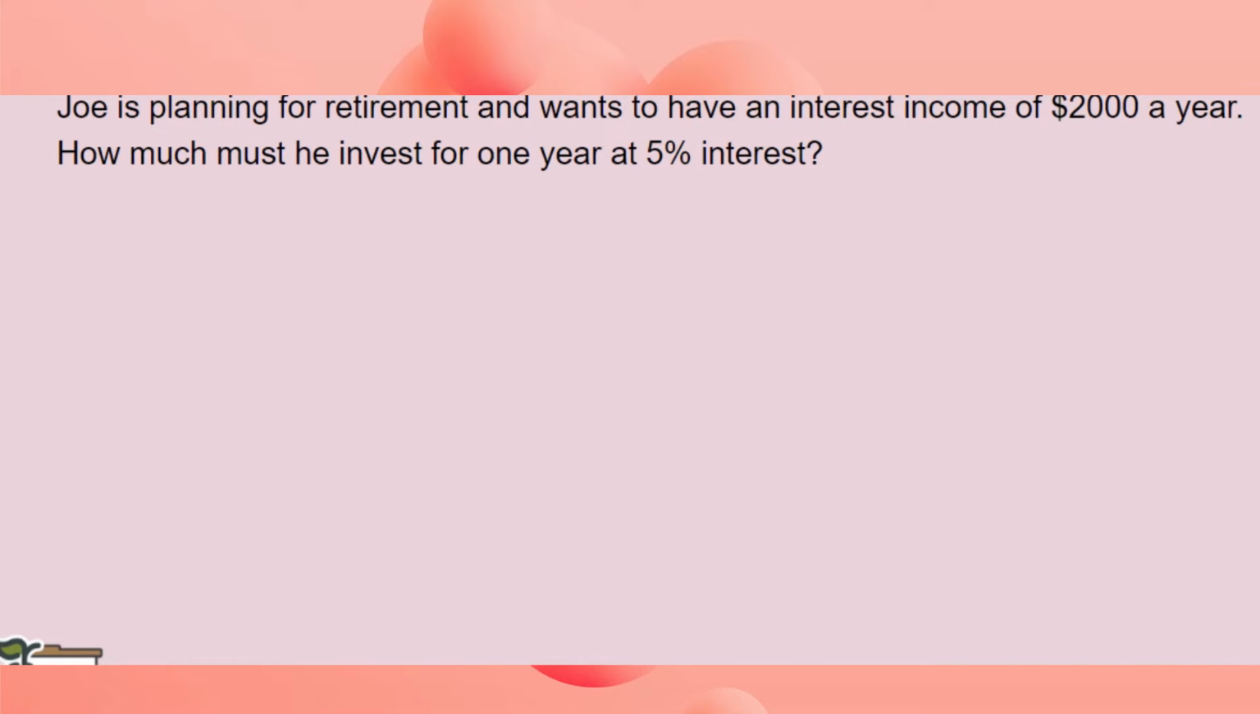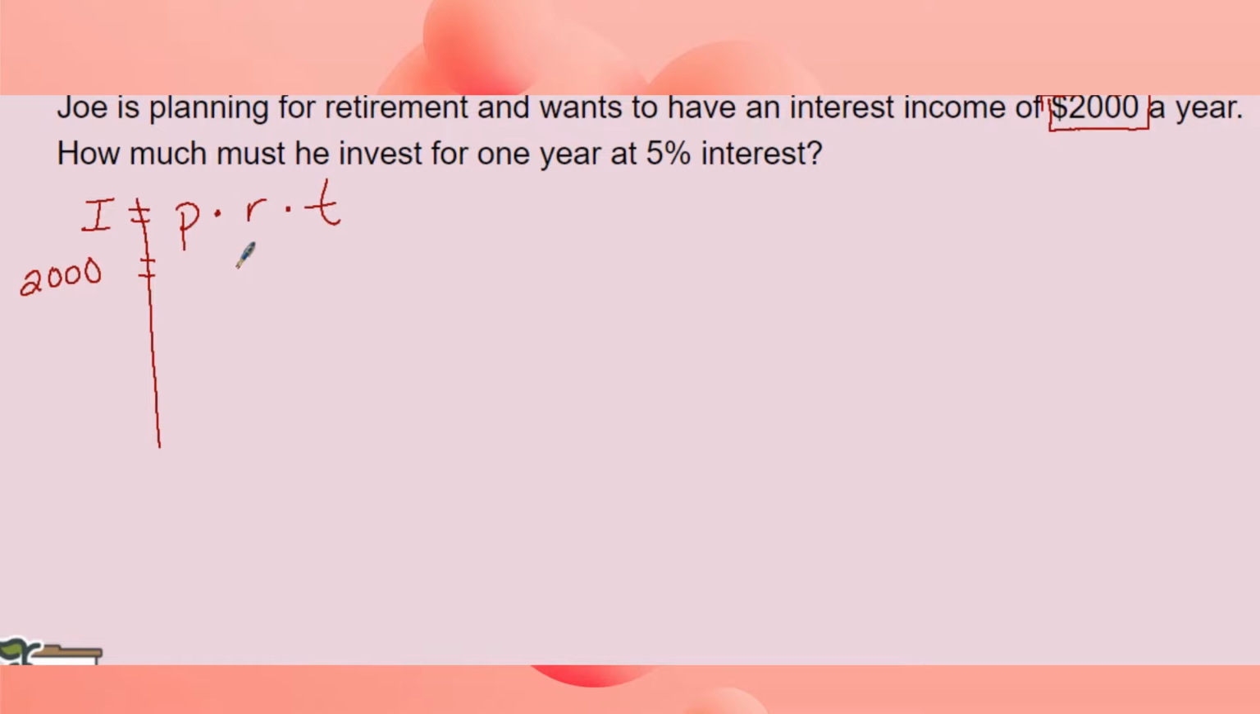Joe is planning for retirement and wants to have an investment income of $2,000 a year. How much must he invest for 1 year at 5% interest? This is a simple interest problem. So we need to use the simple interest formula, which is interest equals principal times the rate times the time. Our interest will be $2,000 because Joe wants to have an interest income of $2,000 a year. So he would like to earn $2,000 a year.